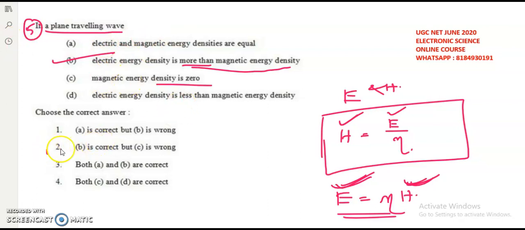So with the help of this theory we can go to the second option, that is B is correct, and obviously C is wrong, A is also wrong, and D is also wrong. Okay, but here the suitable option is the second one.